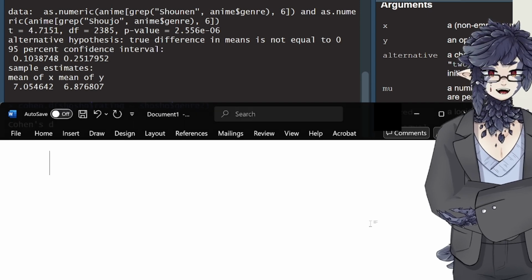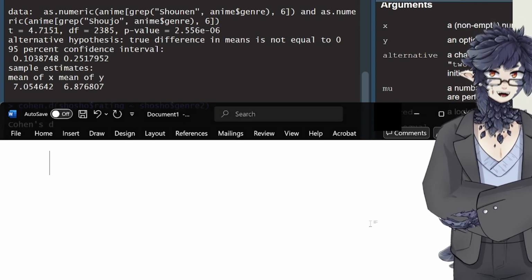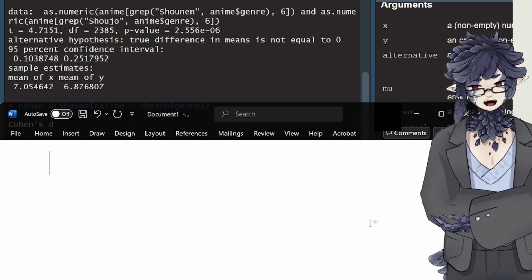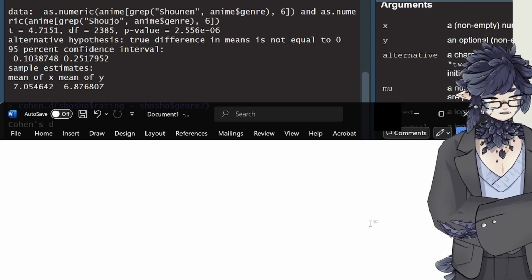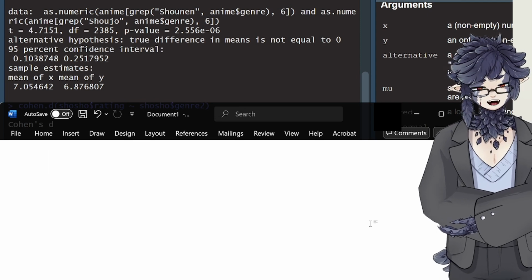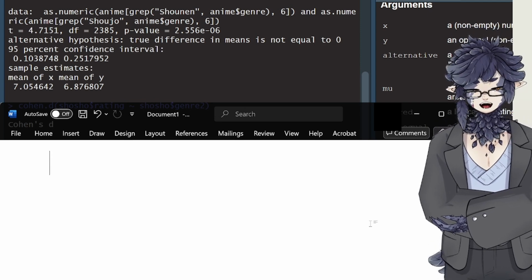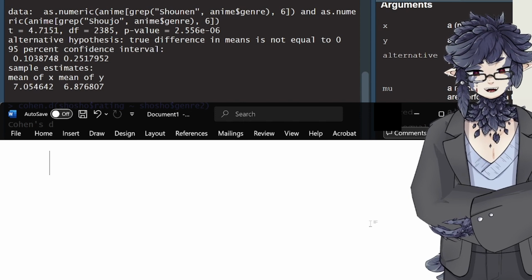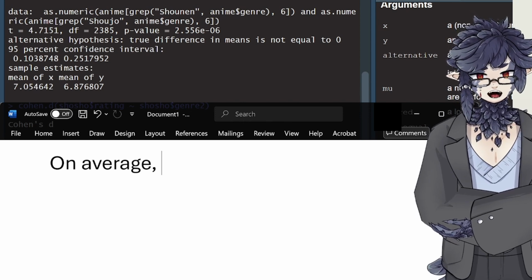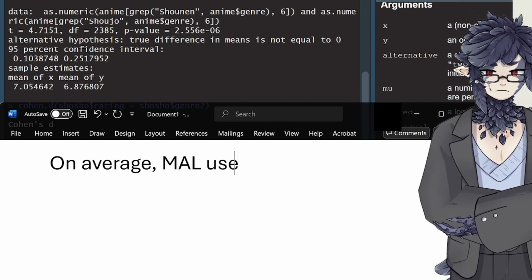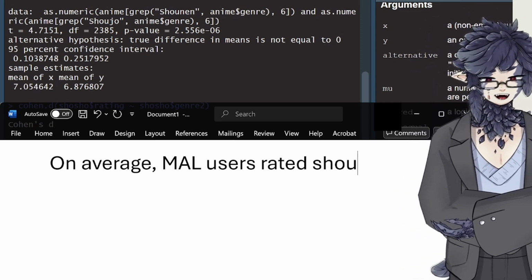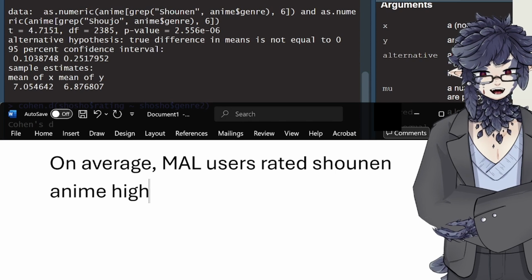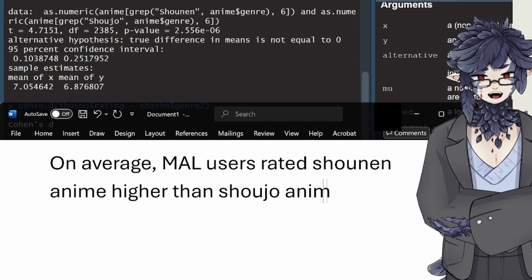So let's start writing our sentence. First, we need to say what we found in plain language. Remember, very important step of writing things up in APA format. If you only put it in numbers, a lot of people aren't going to understand what you're trying to say. So what we found was that on average, MAL users rated shonen anime higher than shoujo anime.